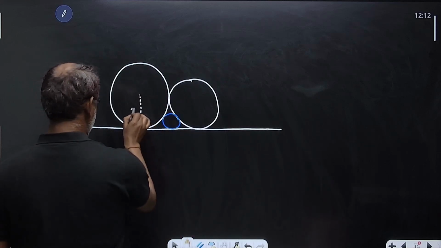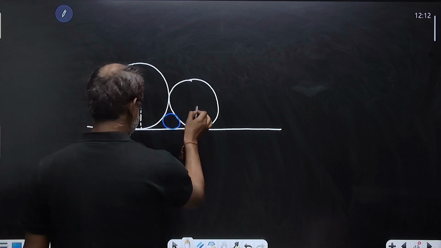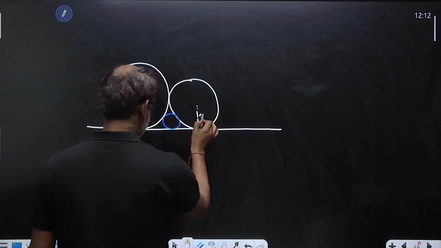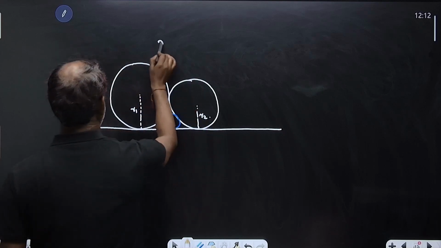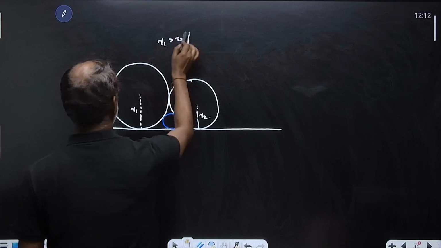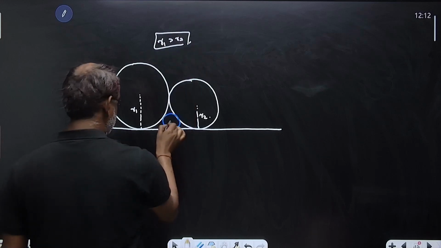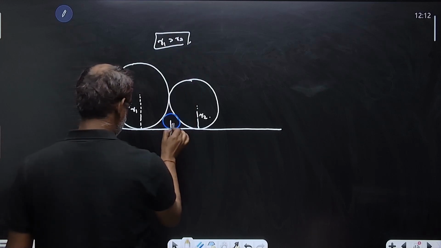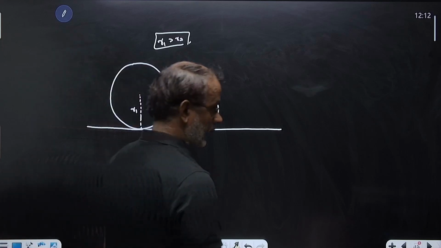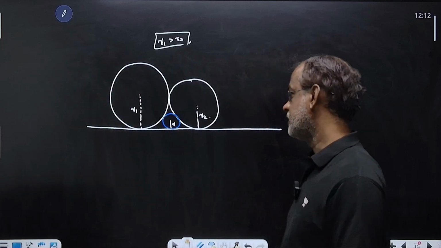Suppose this is R1 and this is R2. Say R1 is greater than R2 and this is small r. So we have to find r. So what is the language of the problem?